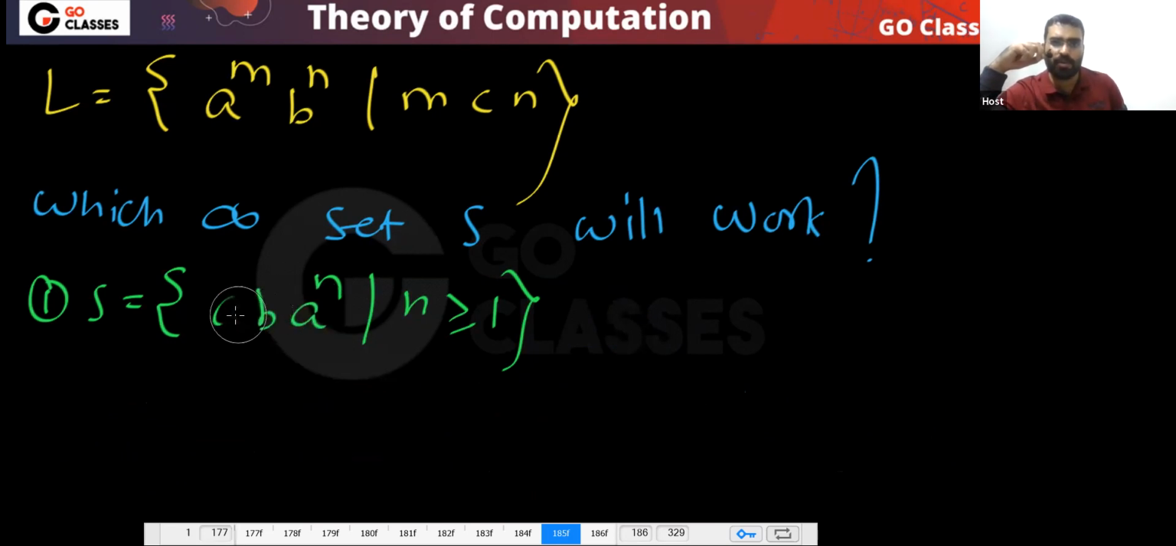And what about this set? For example, let me give you this set: A power 10, B power n. Will this set work? So here, many states; will this set work or not? Tell me.